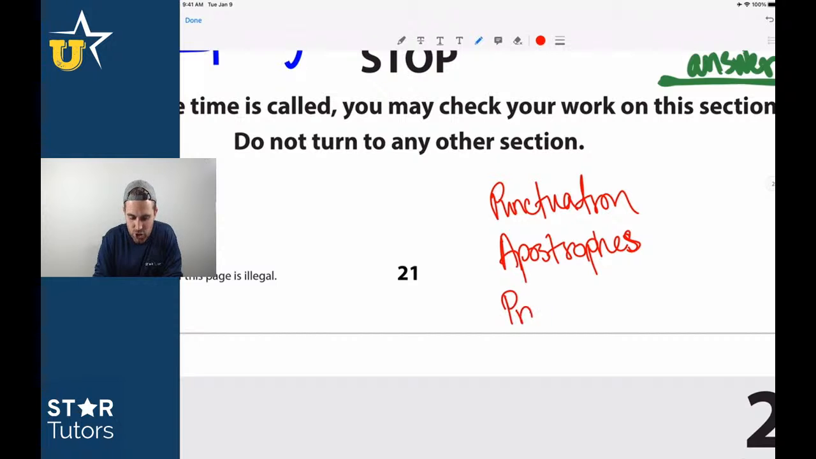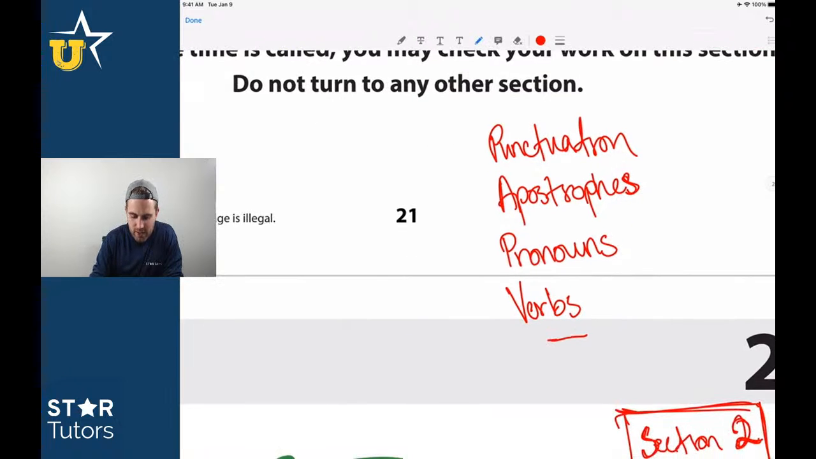You should be very familiar with pronouns. What do pronouns do? And then you should be very familiar with verbs, and specifically related to verbs, the tense: verb tense and subject-verb agreement. Plural versus singular.